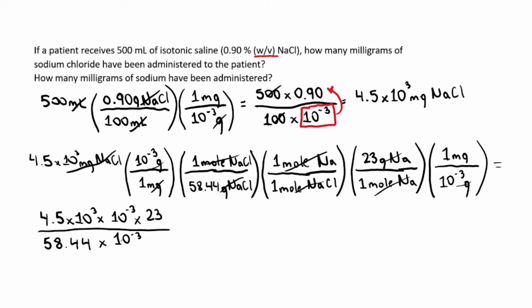Looking at this, we have the same 10 to the negative 3 in the numerator and the denominator, so we can cancel these out, and then we just multiply straight across and then divide. That actually is going to leave us with 1,771 milligrams of sodium. And that's how you answer that question.